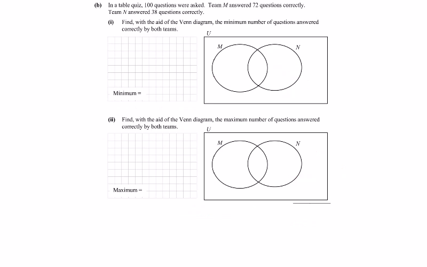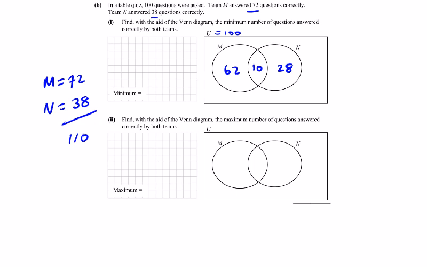And the last question in this video is a max min question, which they love. Team N, 100 questions, U is equal to 100. M answered 72 and N answered 38. So M equals 72 and N equals 38. Well, if we add them together, we get 110. So we could have 10 in the intersection. I'll come back and look at the minimum in a second. And that would be 62 and 28. That's the normal way we do these.